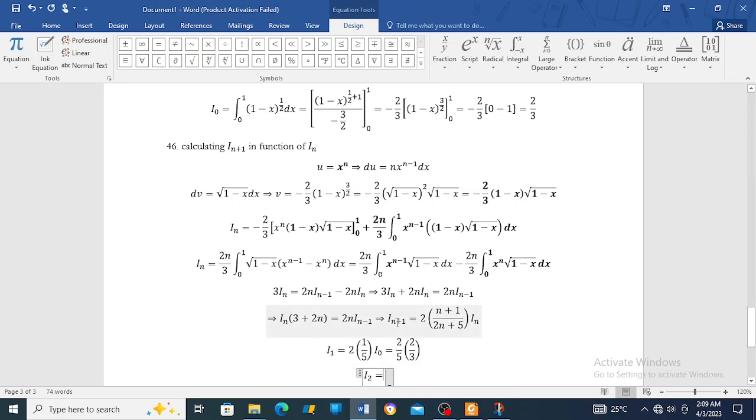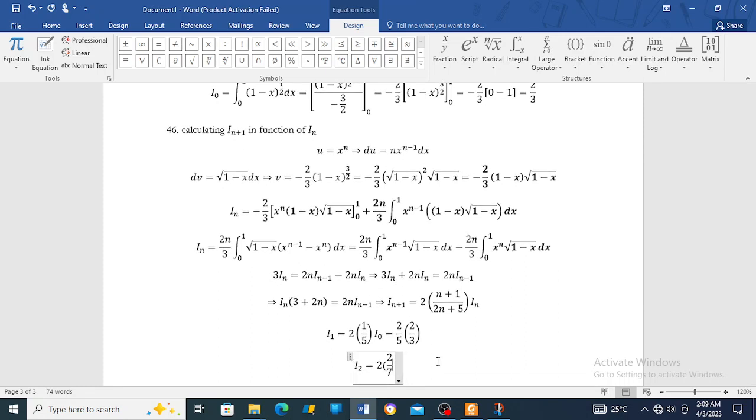I2 is gotten by letting n to be 1. So we have I2 to be 2 times 1 plus 1 is 2, divided by 2 times 1 plus 5 is 7. Then we multiply it with I1. Alright, so we have 2 divided by, in fact, let's just simplify this. This is going to give us 4 divided by 5 times 3.